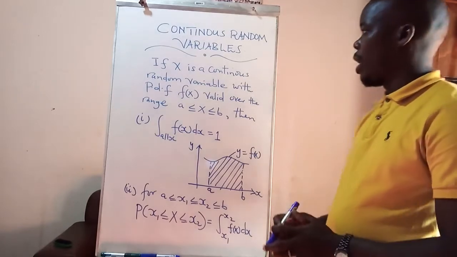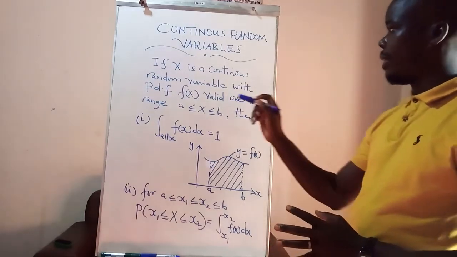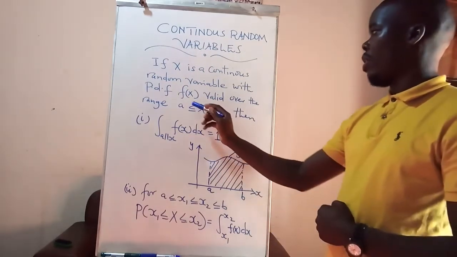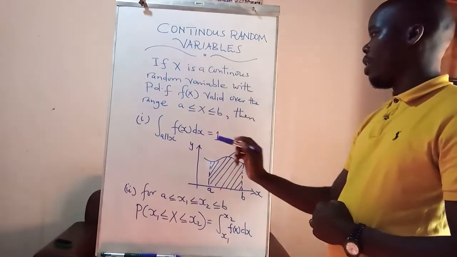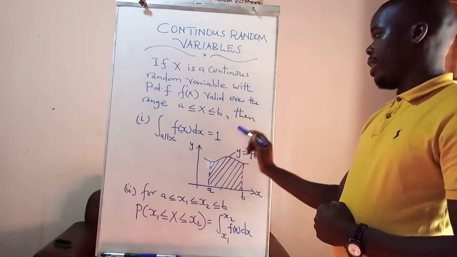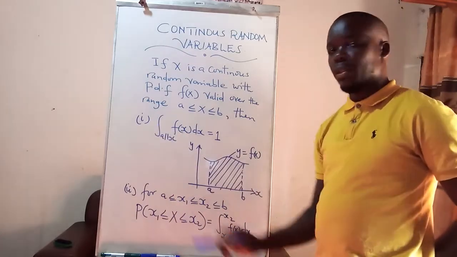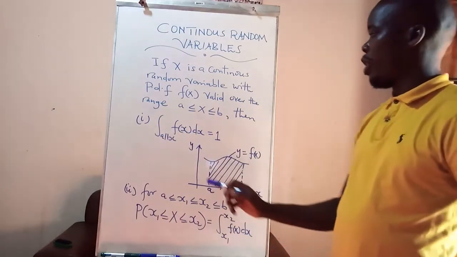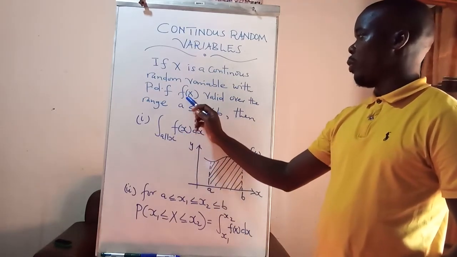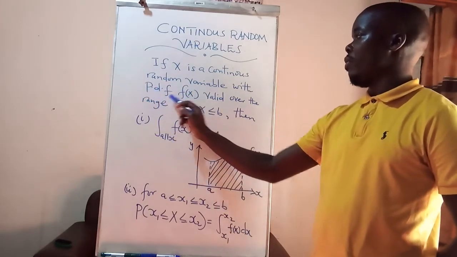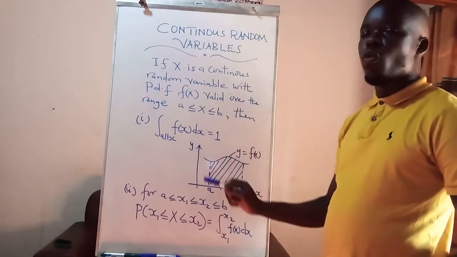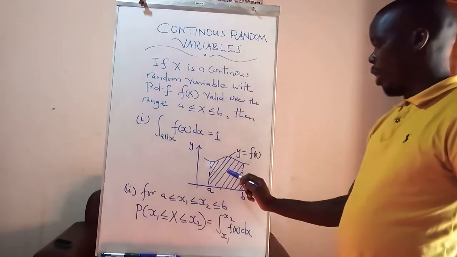Now, without wasting time, we need to first know that if we have x as a continuous random variable with a PDF f of x valid over the range a less or equal to x less or equal to b, then the first property is that when you integrate this function f of x, which is our probability density function, for all values of x, you should get 1. Now this is best explained from this graph.